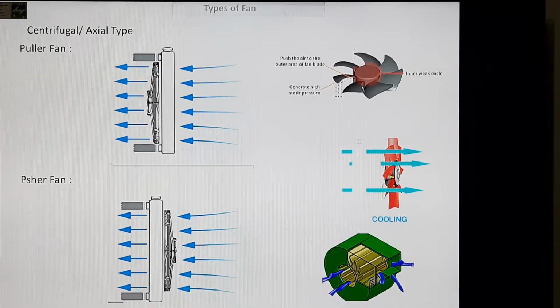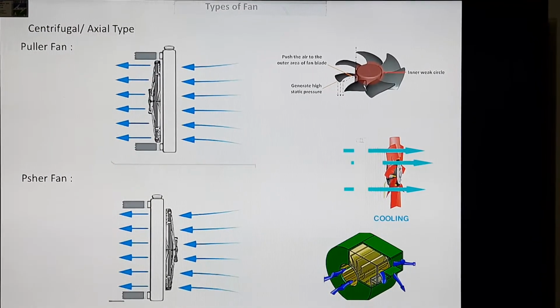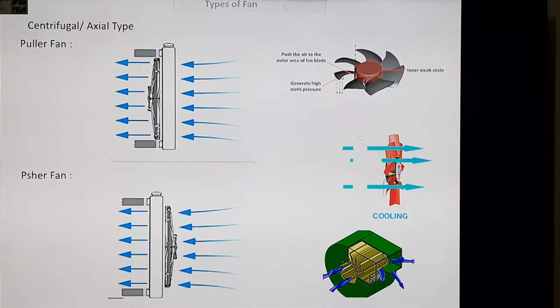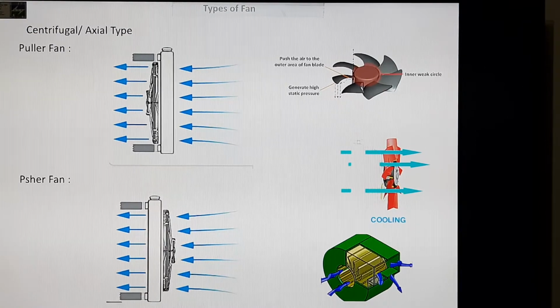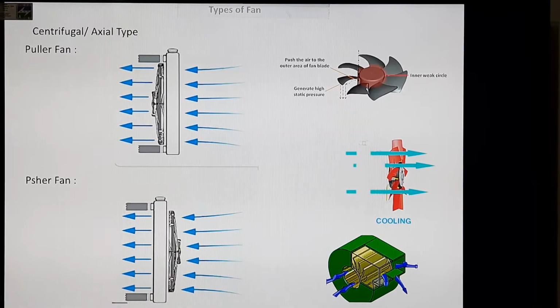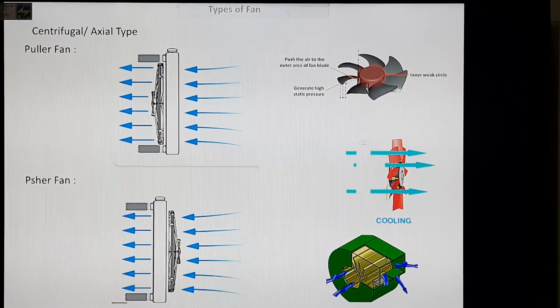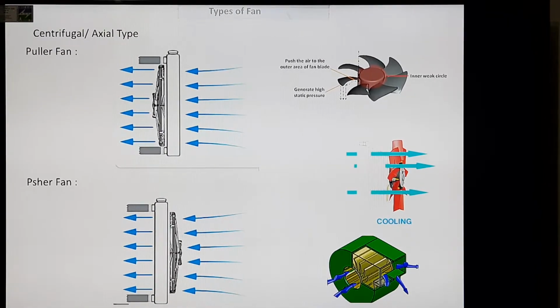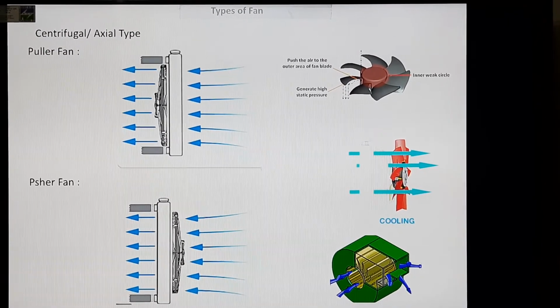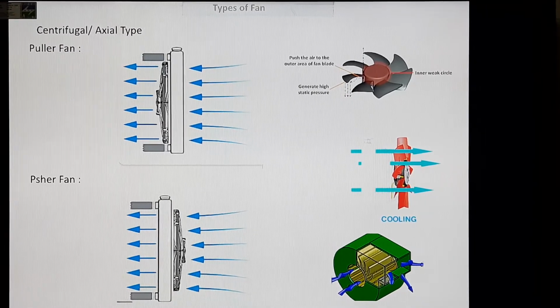There are lots of types of fans like centrifugal and axial, but generally we are using the centrifugal type of fan, and axial types of fans we are using in the air conditioning system, which we use in our home application. The centrifugal type of fan comes as a puller fan and a pusher fan.